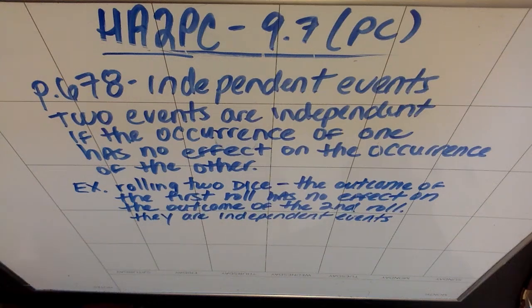All right, this is Honors Algebra 2 Pre-Calculus. We're doing 9.7 in Pre-Calc, which is probability. So I'm on page 678, and we're talking about independent events. Two events are independent if the occurrence of one has no effect on the occurrence of another. Here's a really easy example.